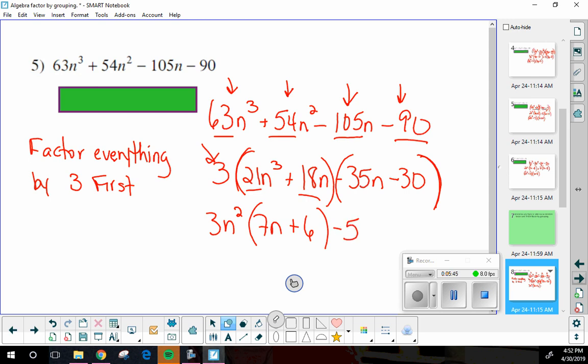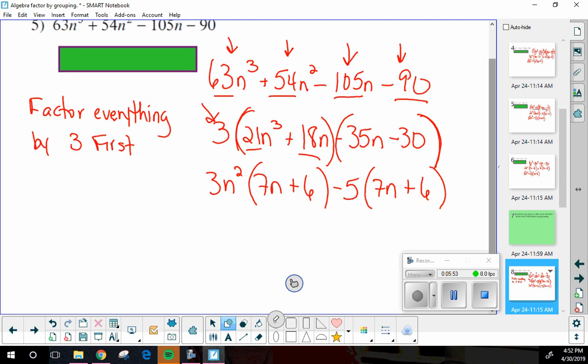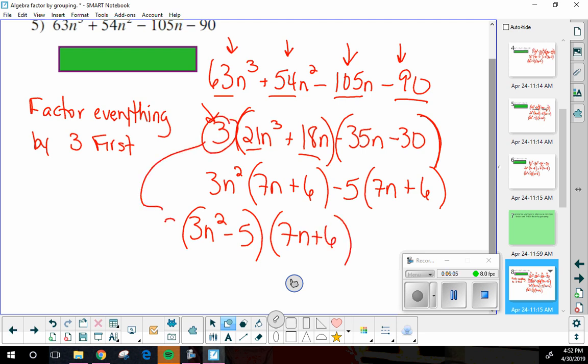So take out a negative 5. This would leave me with 7n plus 6. And so this would be 3n squared minus 5 times 7n plus 6. And then I remember this 3 and I put it right there. And that is my final answer.